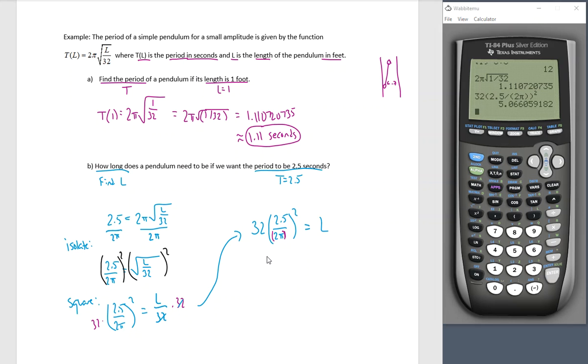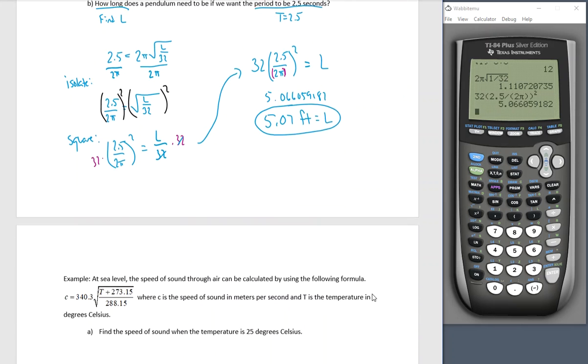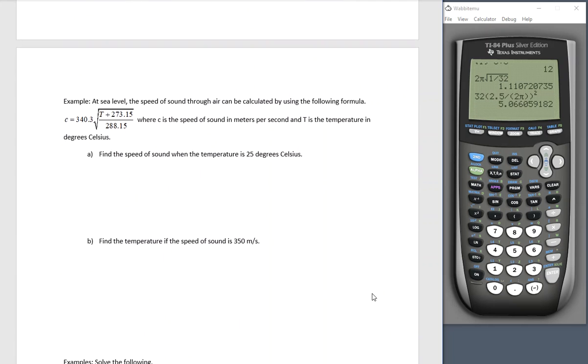And it looks like our length should be 5.0066059182. So we're going to say 5.07 feet. Always a good idea to put units. Make sure you know what it is that you're solving for and what units go with it. All right, that's the first one. That's only page 1. I'm not going to let this one get too out of hand, I promise.